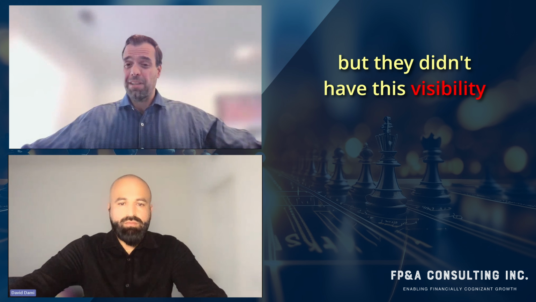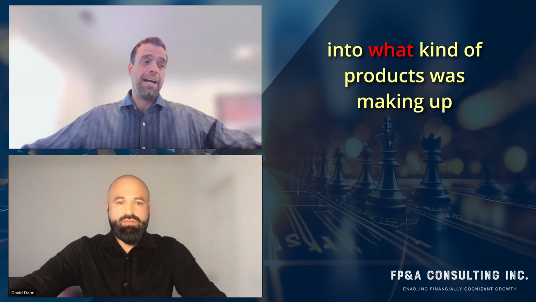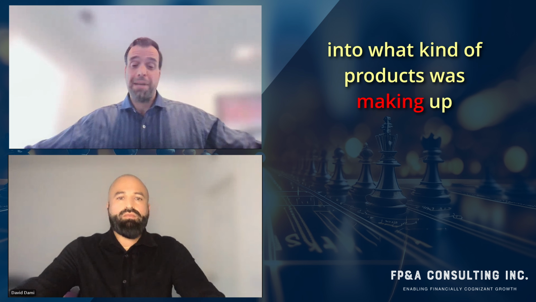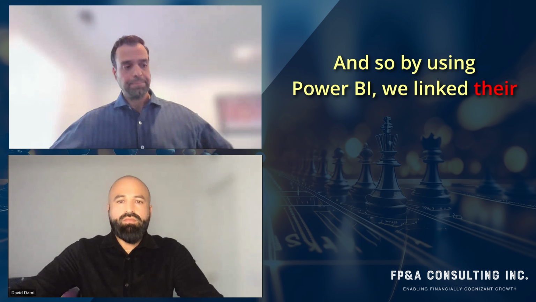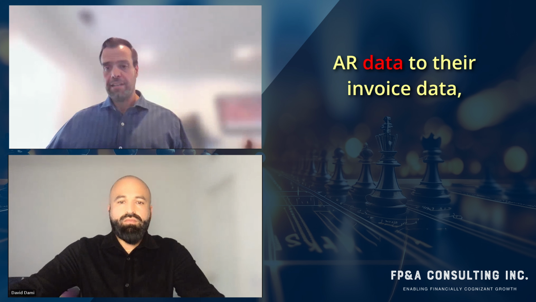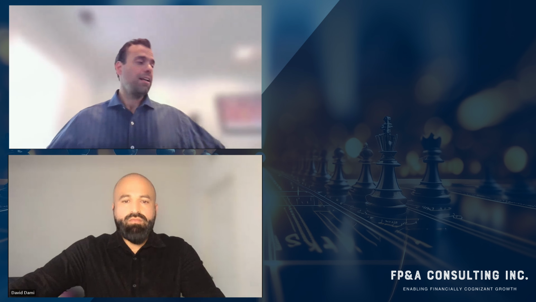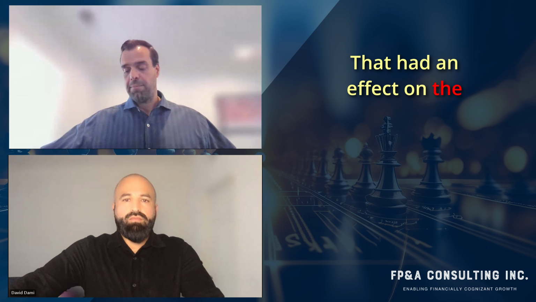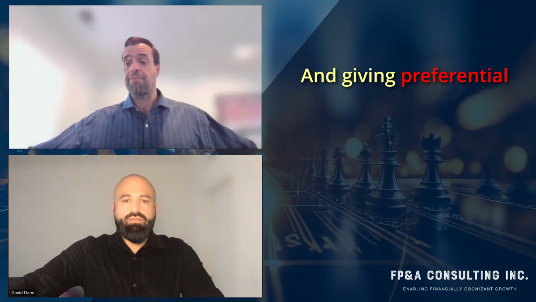And so the payment terms would change, but they didn't have the visibility into what kind of products was making up their AR balance, right? And so by using Power BI, we linked their AR data to their invoice data, and we were able to determine which products were the type that required expedited payment. That had an effect on the supply of the company, right? And giving preferential treatment to our customers that were paying us on time.